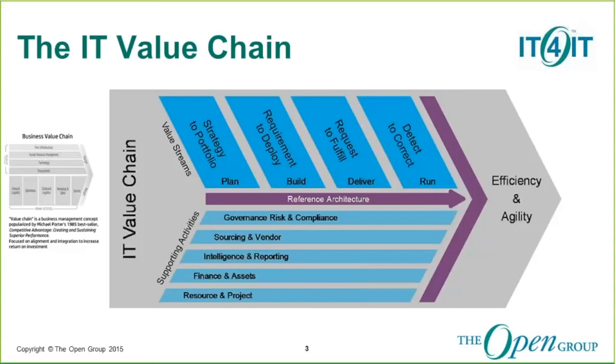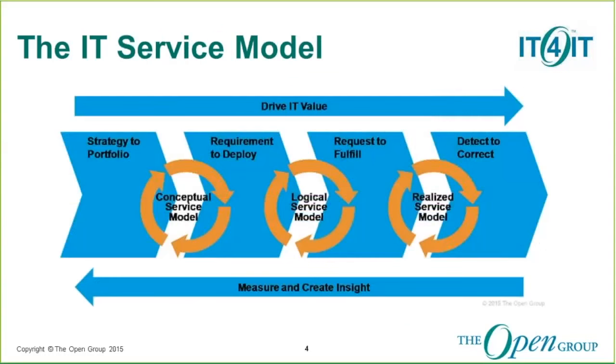There are four value streams defined which provide direct value to the business. These are strategy to portfolio, the plan; requirement to deploy, the build; request to fulfill, the deliver; and then detect to correct, run. But there are also five supporting activities, being governance, risk and compliance, sourcing and vendor management, reporting, finance, and resource management. All these activities are enabled and orchestrated by the IT4IT reference architecture. It's important to note that it's not just a linear model, but it's actually a dynamic closed loop of continuous feedback and improvements.